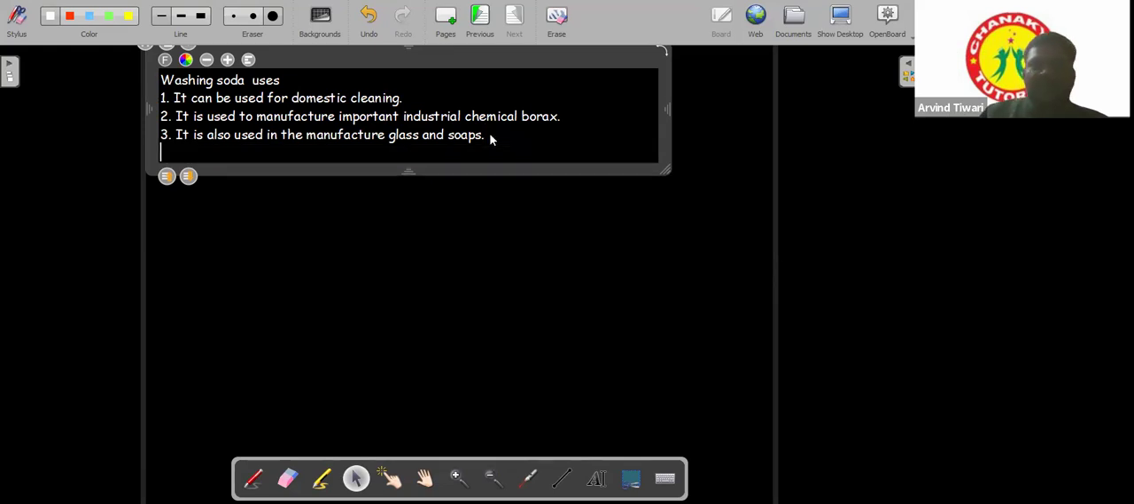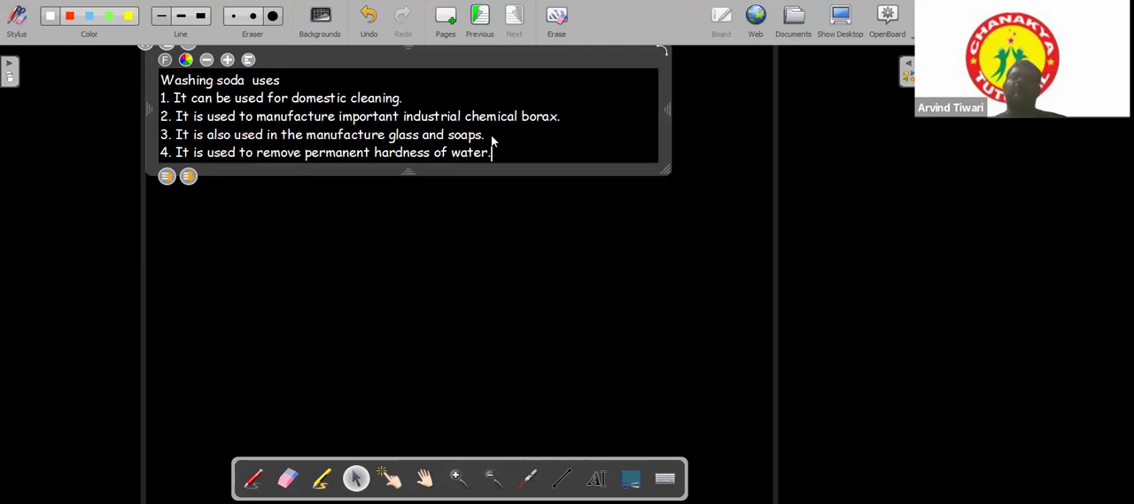One more use is there. It is used to remove permanent hardness of water. So what do you mean by permanent hardness of water?